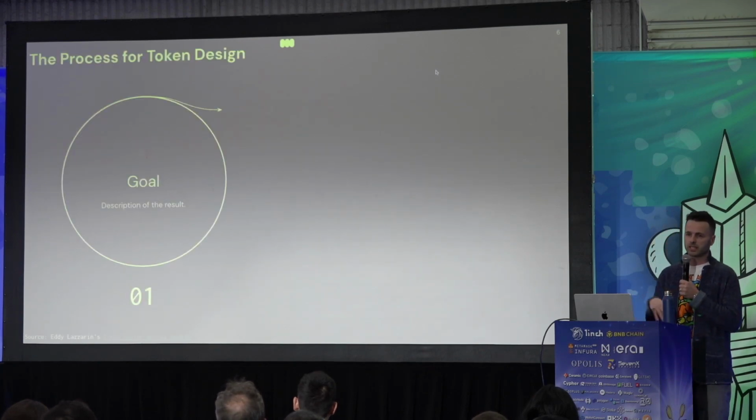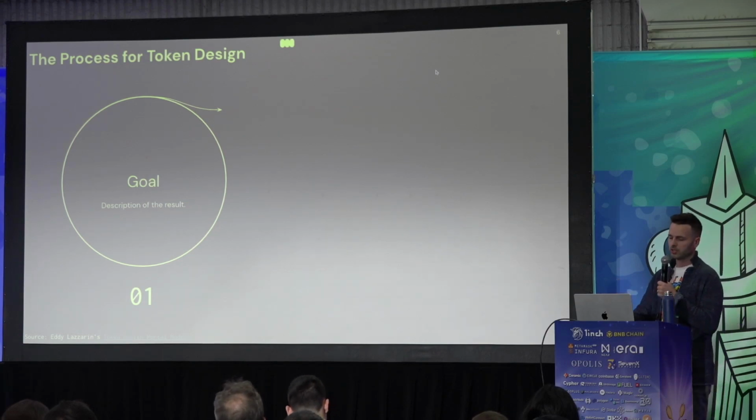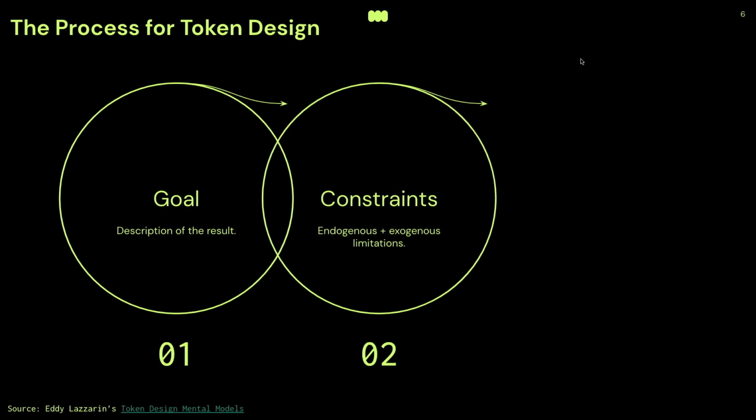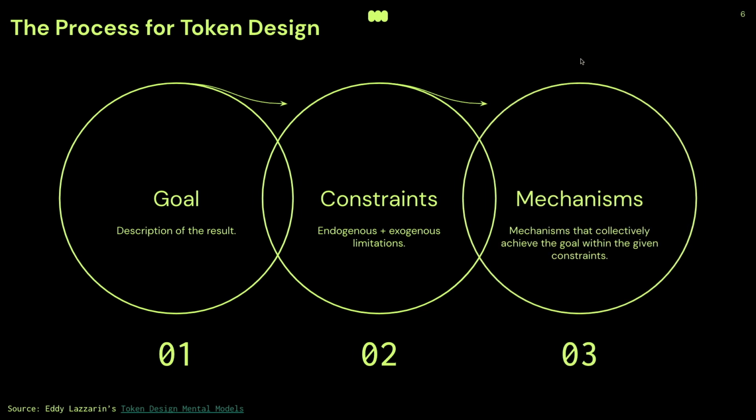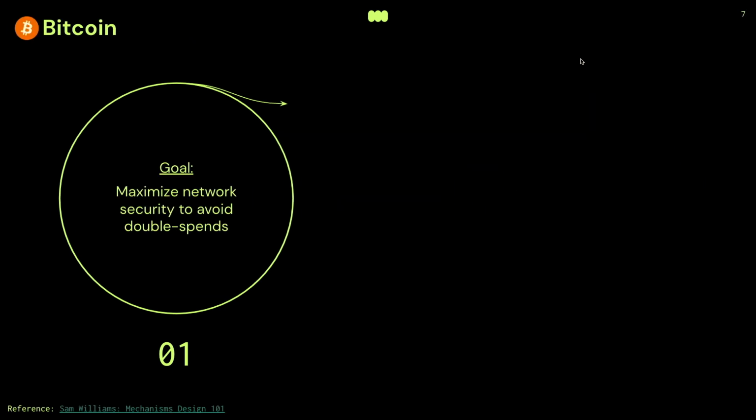But generally speaking, they all follow a broad system, right? You set out a goal, you understand what you're trying to achieve, you consider your constraints. Some of them are internal, some of them are external, and then of course you design mechanisms around those things to understand how you can achieve that goal. So if you're not familiar with this very broad framework, which was from Eddie Lazarin over at A16Z, I'll give you the example of Bitcoin.